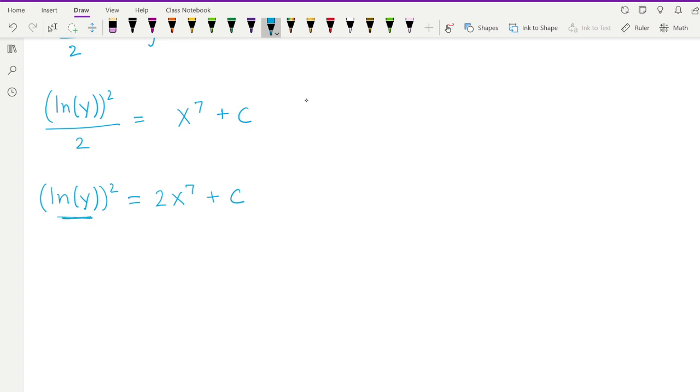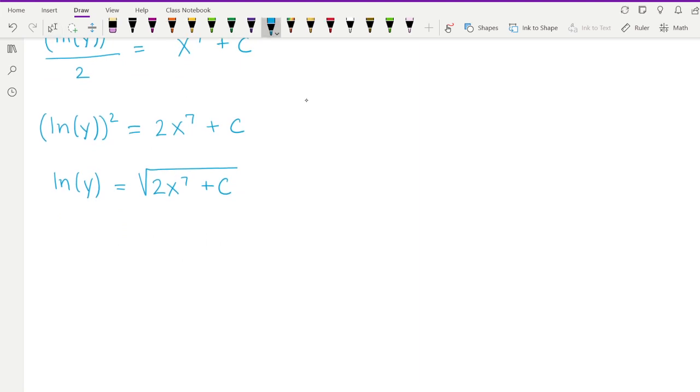Okay, so next step in isolating y would be to take the square root, right? We see that we have ln of y, so we're eventually going to want to do e raised to both sides. But we can't do that yet. We need to first get it just to be ln of y on its own. And in order to get that, we want to take the square root of both sides. So we end up with ln of y is equal to the square root of 2x to the 7th plus c.